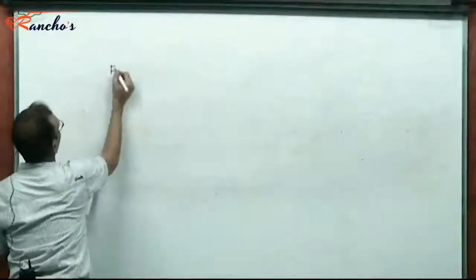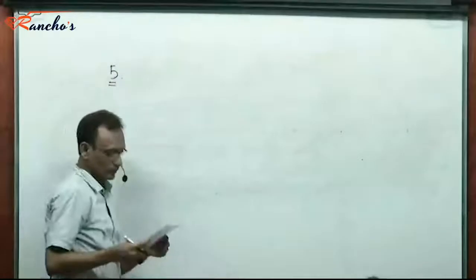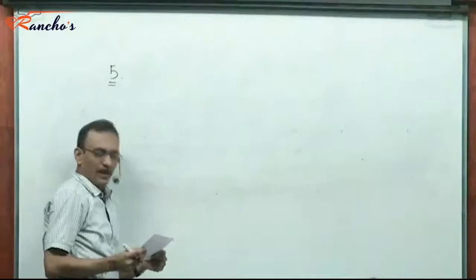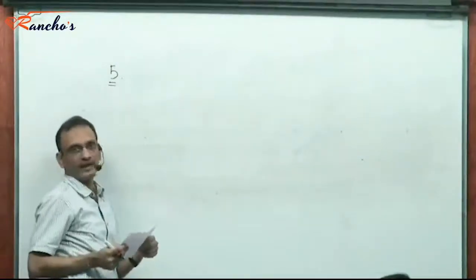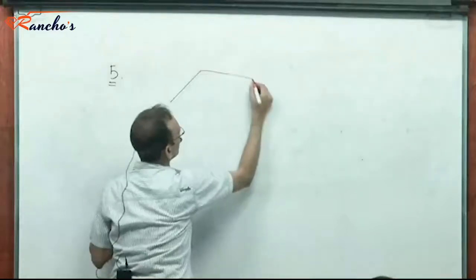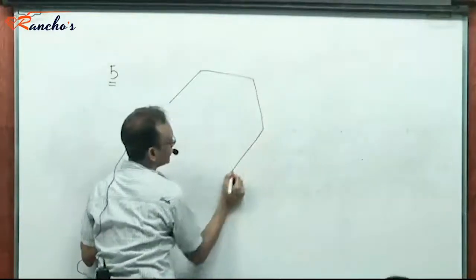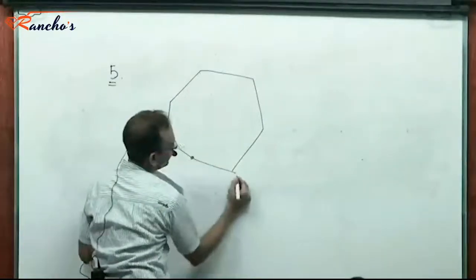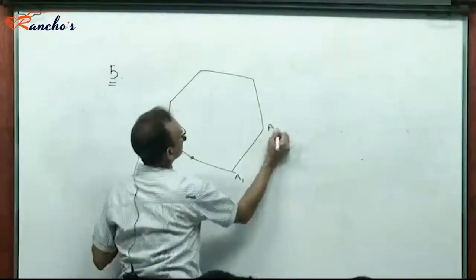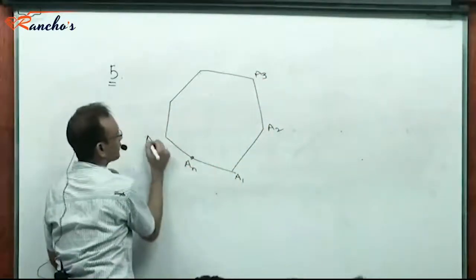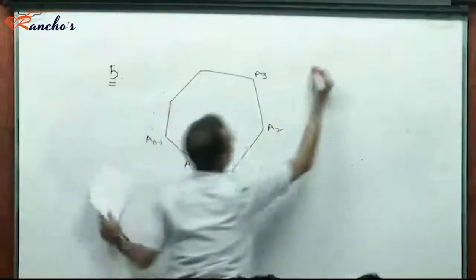So in the next problem, problem 5, we have an n-gon polygon. This is an n-gon polygon.